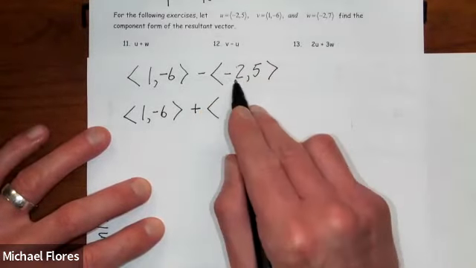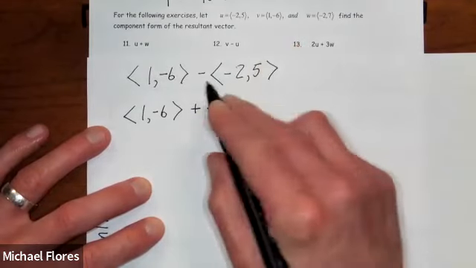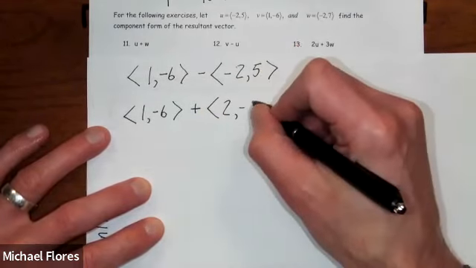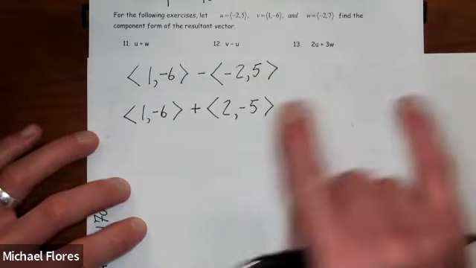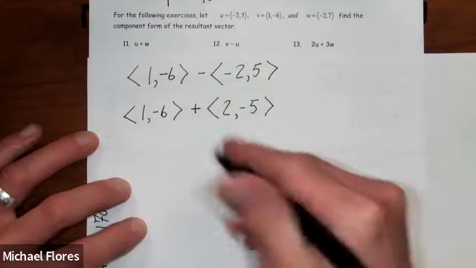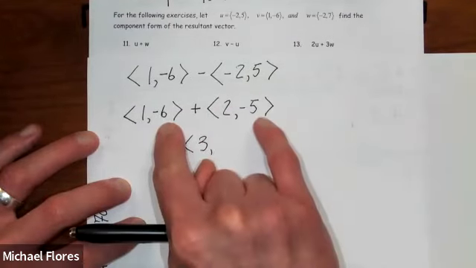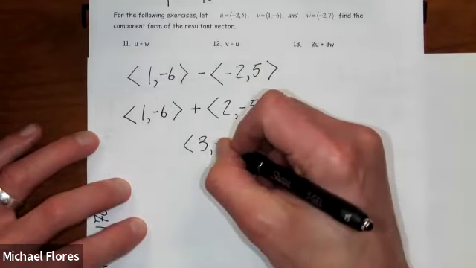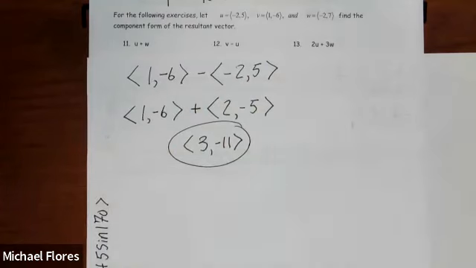Right, so negative times -2, negative times 5. And like before, we want to add our x terms with x terms. So 1 + 2, -6 plus -5. And that would be our resultant for 12.